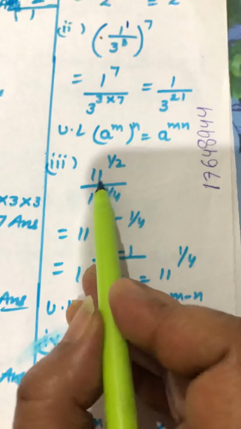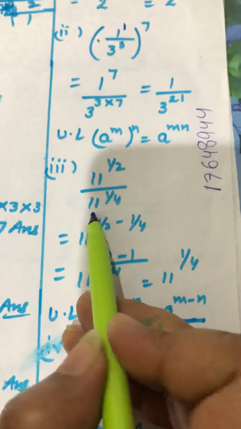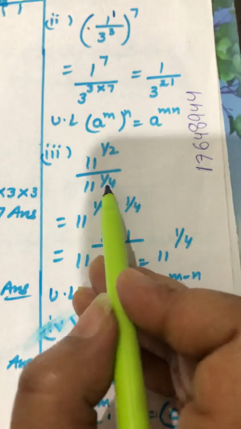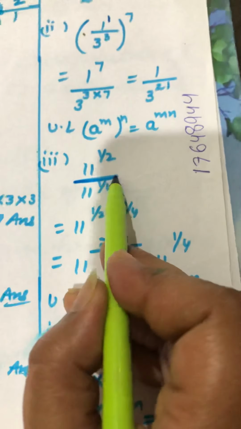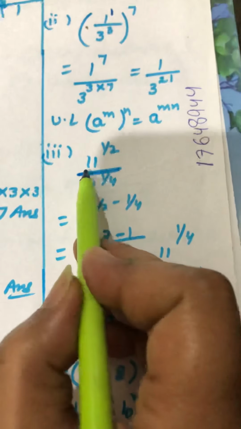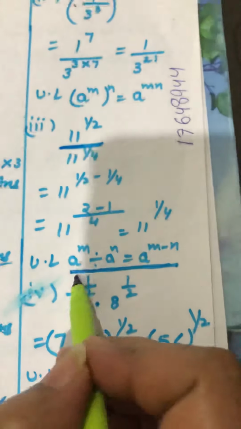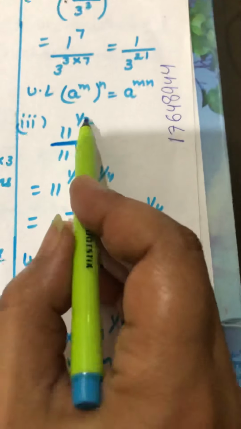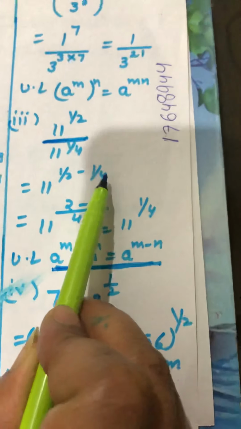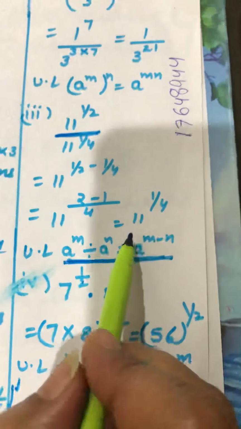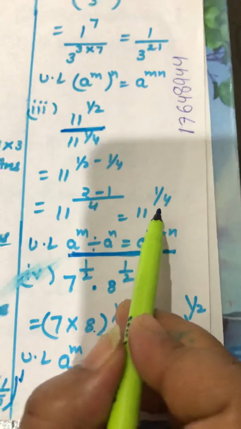Third part is 11 raised to power 1 by 2 over 11 raised to power 1 by 4. Now in this part you can see both the bases are same and in between division sign is there. Whenever bases are same and division sign is there, using this law we have to subtract the powers. So after subtracting the powers and solving them by taking LCM, we get the answer as 11 raised to power 1 by 4.